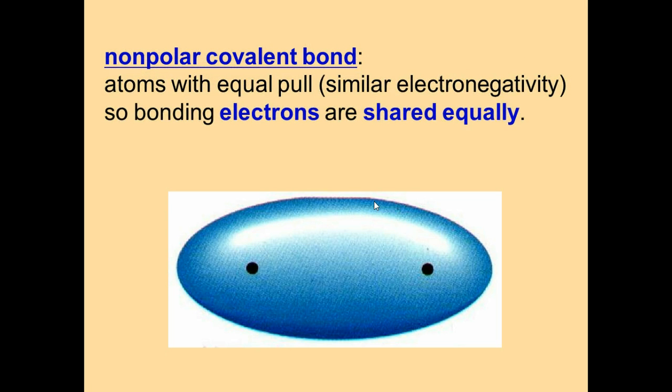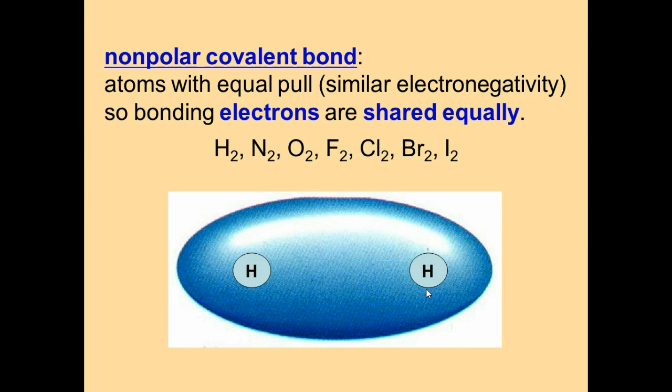So atoms with equal pull, so similar electronegativity, means they pull similarly on bonding electrons. So they pull with similar force, so bonding electrons are shared equally. So the electrons pretty much just stay in the middle. They don't go to one side nor the other. Good examples of this are diatomic elements, because if we have 2 hydrogens and each hydrogen pulls with the same force and they're pulling on each other, neither side can overtake the other because they're exactly the same.